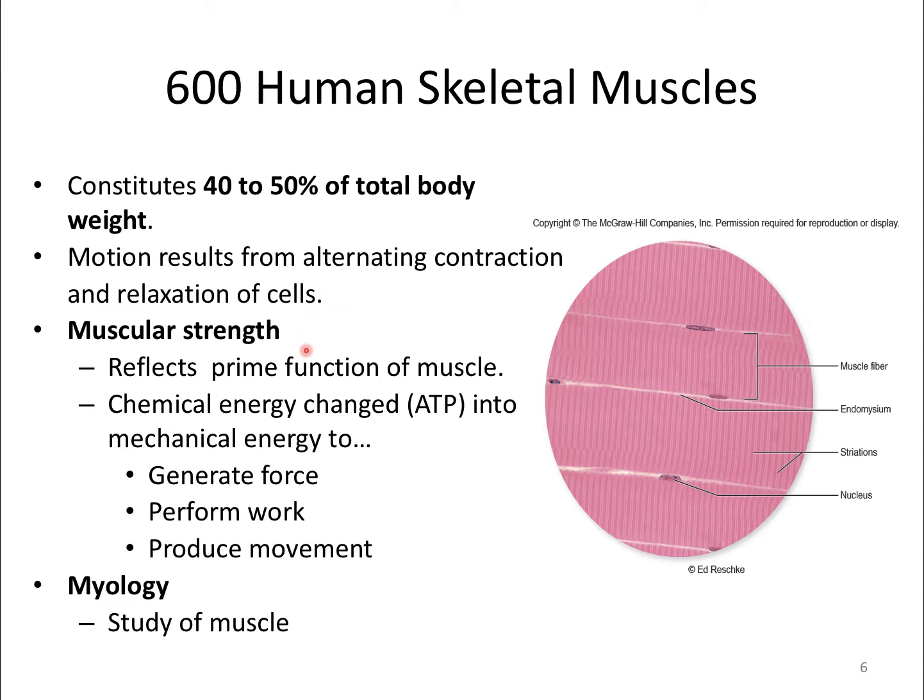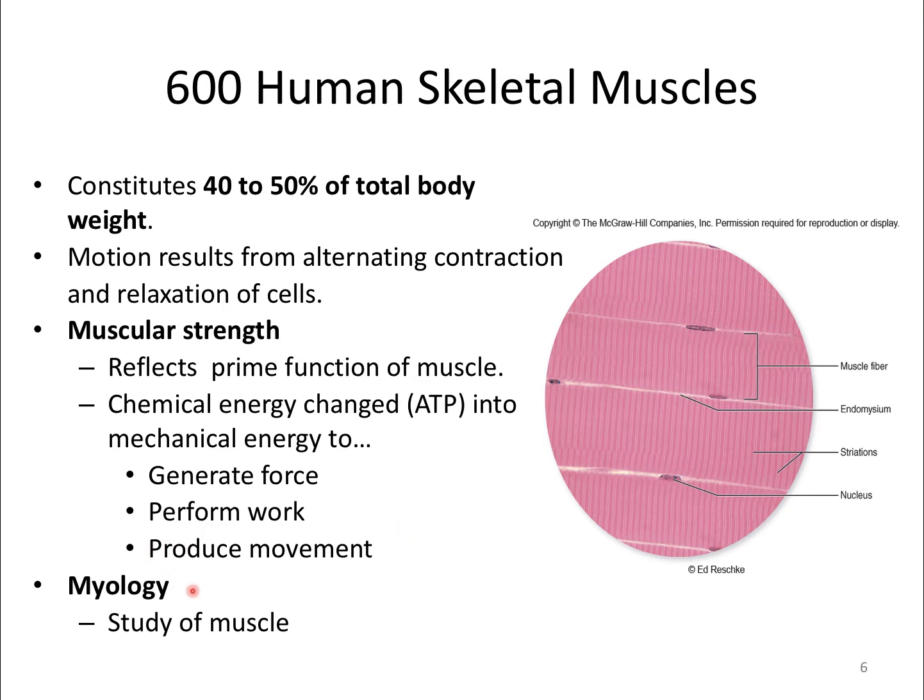Muscular strength reflects the prime function of muscle. So here is one skeletal muscle cell, here is another one, here is another one, and you can see their nuclei have been pushed off to the side, just like in the illustration. These guys' prime job is to get shorter on command. To do this, energy in the form of ATP, adenosine triphosphate, our energy dollar of a cell, this contains potential energy in the form of high energy phosphate bonds. When you contract a muscle, you are converting the potential energy into kinetic or mechanical energy to generate force, perform work, whatever that looks like, and produce movement.